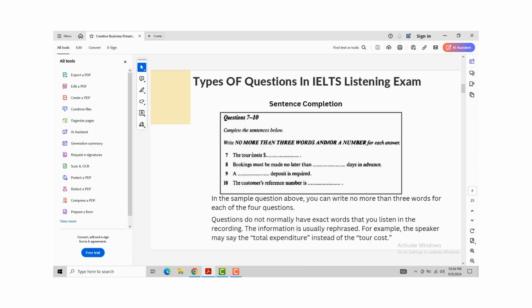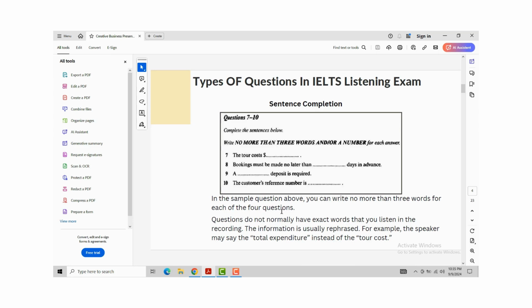For example, the tour cost $100. These are 2 words. You cannot write more than 3 words or a number. Otherwise, your answer will be marked as incorrect even if the information is correct. So this is an example of sentence completion. You have to complete the sentence by adding the missing words or numbers, and you cannot write more than the specified number of words or numbers. In the sample question above, you can write no more than 3 words for each of the 4 questions.